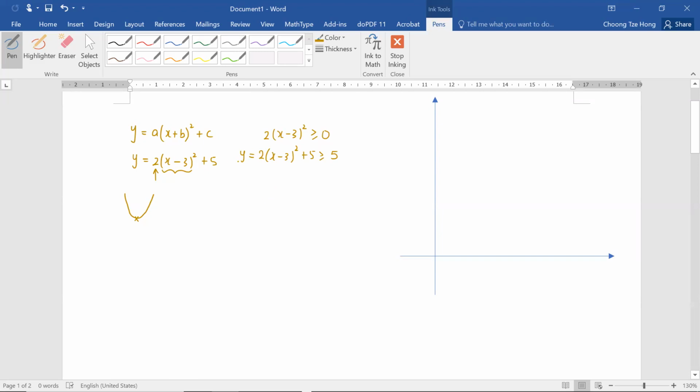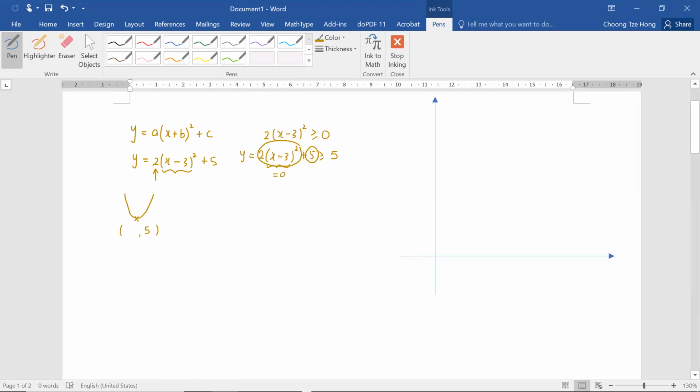This allows us to know the y coordinate of the lowest point, since the smallest value y can take is 5. So when will y be 5? Y will be 5 when this whole thing inside here is equal to 0. Correct or not? Because basically the whole expression is this term plus 5. In order to get 5, the term 2 times (x minus 3) squared has got to be equal to 0. Then we have 0 plus 5, and we get 5.